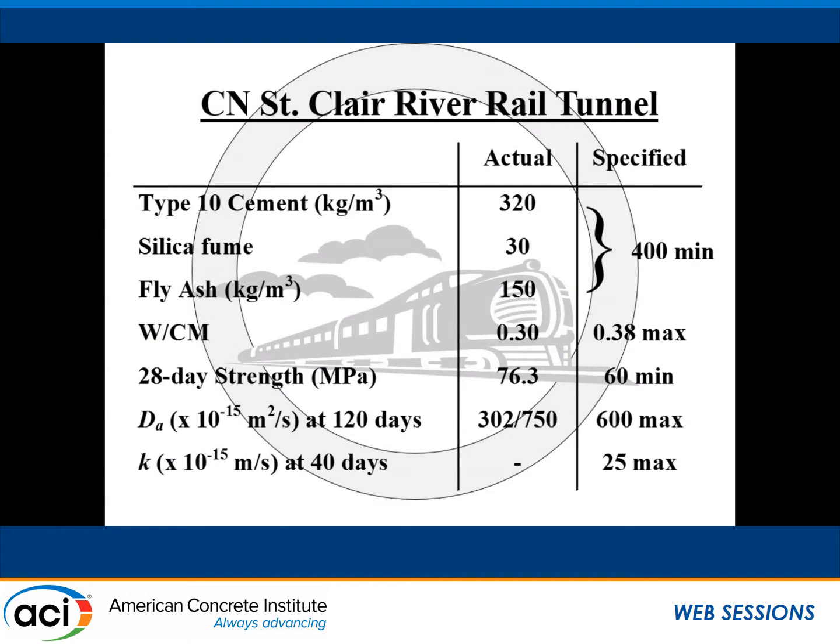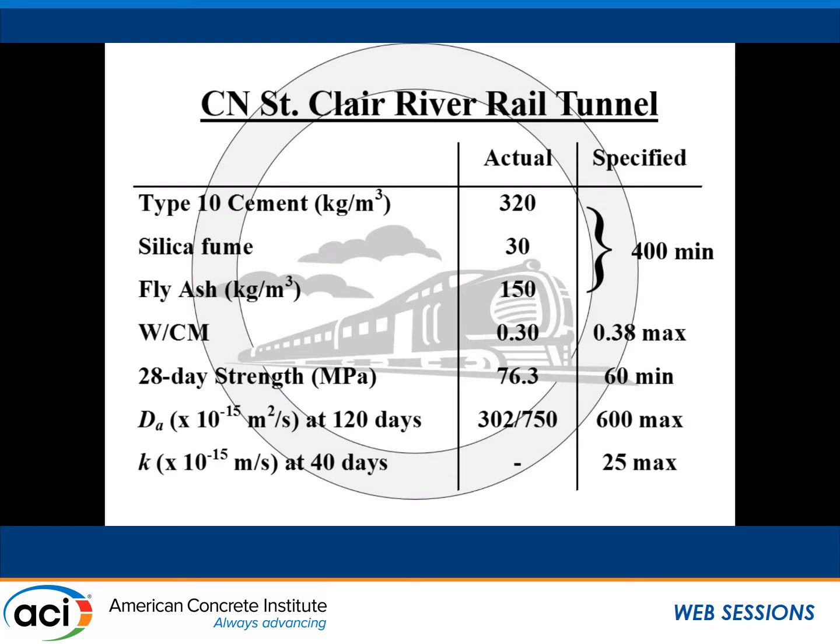They easily made the strength, and they just assumed they were going to make the diffusion coefficient. Now, this is a great example of diffusion testing not being a good tool for quality control. For a start, you had to basically cure the concrete for 28 days, then pond it in a chloride solution for 120 days, and then do your chloride profiling, then do the chemical analysis of all those samples, then send it to some highly paid consultant in the UK to calculate a diffusion coefficient.